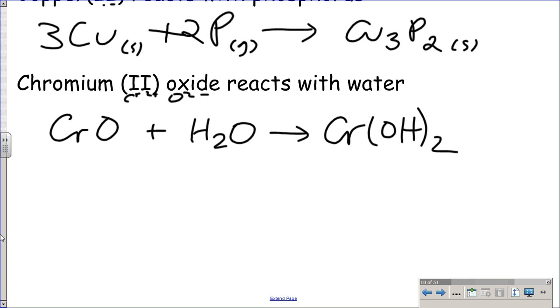The metal is chromium 2, so you have to crisscross its charge over. Any balancing needed? How many O's are here? 2 on both sides, right? How many H's are here? 2 on both sides. We're hunky-dory. Okay?